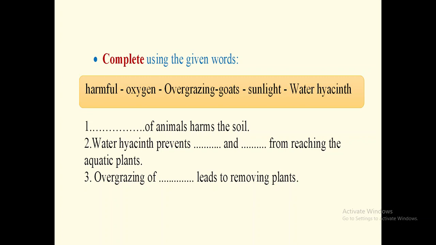Number 1, space of animals harms the soil. Excellent. Overgrazing of animals harms the soil. Number 2, water hyacinths prevent space from reaching the aquatic plants. Very good. Oxygen and sunlight. Number 3, overgrazing of what leads to removing plants? Goats. Very good. I'm so proud of you.